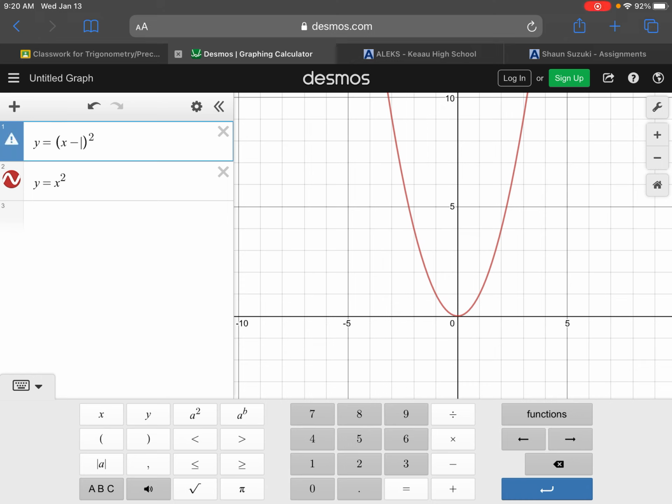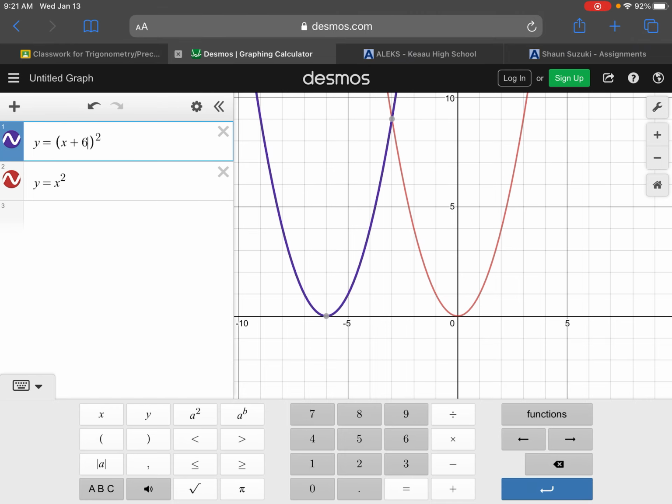So if I do minus 5, then we should expect it to move 5 units over to the right, which is what happens. Now, what happens if we have a plus? So if we have a plus 1, then it moves to the left. If we have plus 2, it moves to the left 2. If we have plus 6, it moves to the left 6.